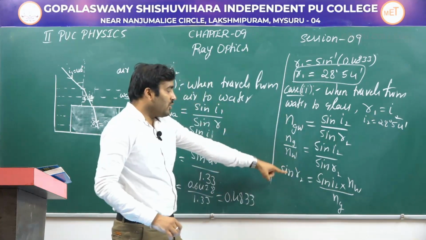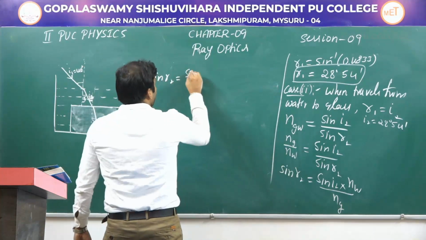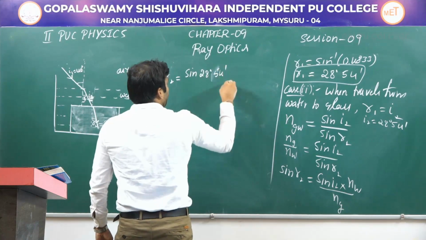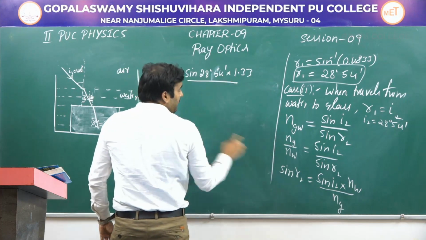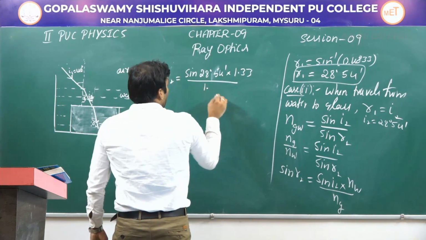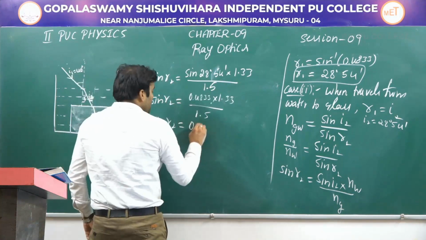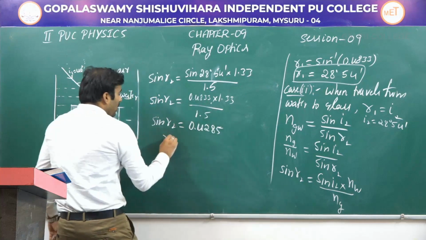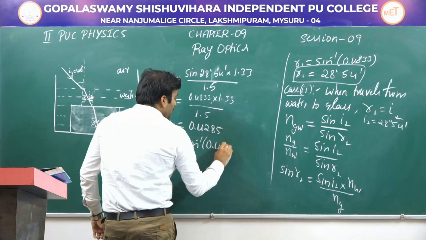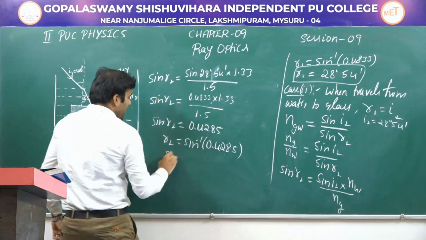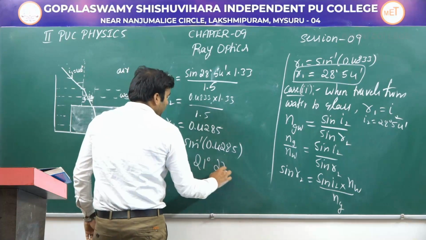Correct? So let us substitute the values now. So sin R2 equals sin I2 is sin of 28 degree 54 minutes into NW is 1.33 divided by NG is 1.5. Now sin R2 is equal to 0.4285, or R2 is equal to sin inverse of 0.4285, and finally the angle is equal to 21 degree 22 minutes.